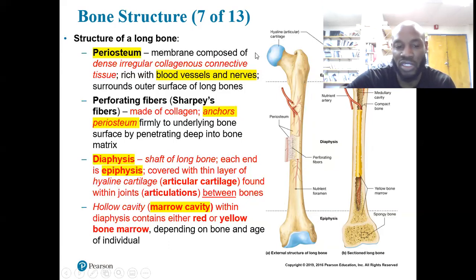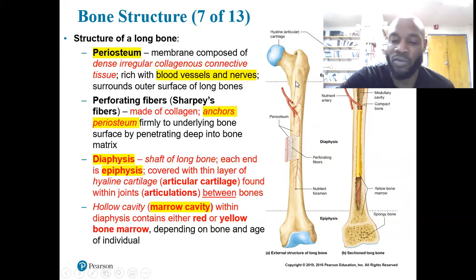At the end of the epiphysis of the long bones, we have what we call articular cartilage. This is where you form the joint, right? So at the end, you have cartilage, which looks like this whitish blue cartilage. That's where you form the joint with the next bone.